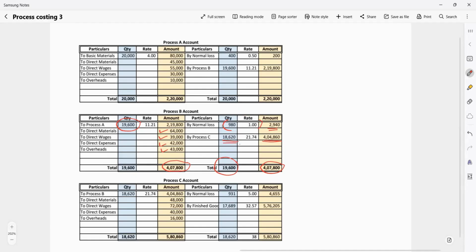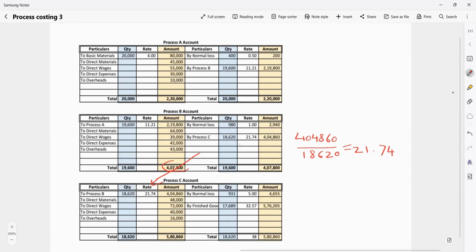So 4,04,860 divided by 18,620, just confirm, amount comes to 21.74. It is cost per unit for the output which is transferred from process B to process C. So this output is transferred from process B to process C in this way. And in process C again, the same method is followed.